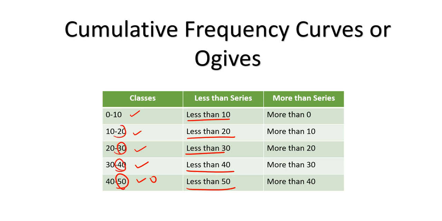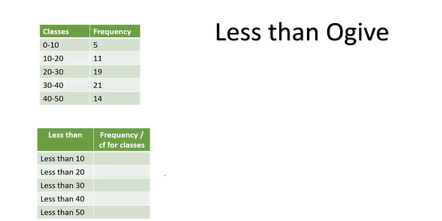But when we are considering more than series, we are simply taking more than 0, that is, more than the lower limit of the classes. More than 20, more than 30, more than 40. So let's see. First of all, we'll see how to construct a less than ogive. To construct a less than ogive will simply tell us the cumulative frequencies, that is, frequencies less than 10, less than 20, less than 30.